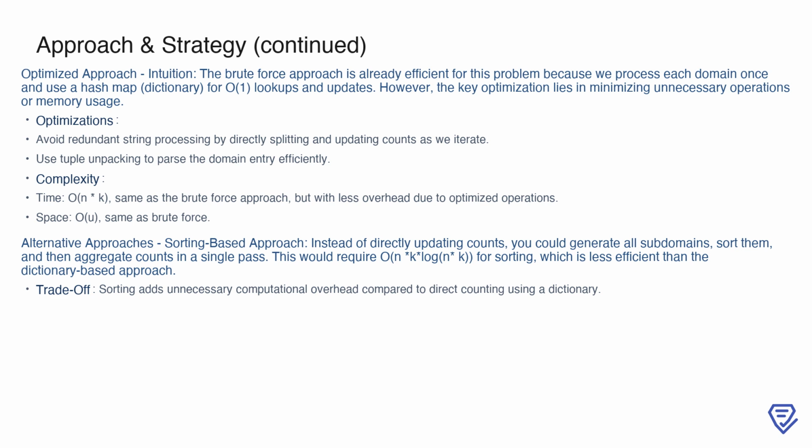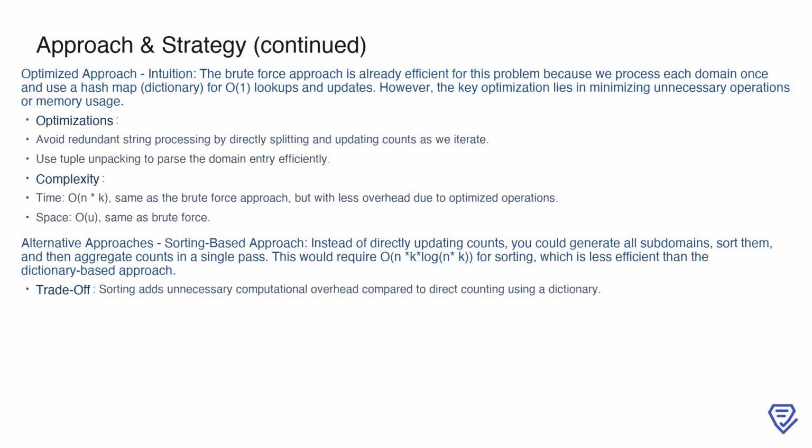The optimized approach retains the same time complexity of n*k, but it minimizes overhead by streamlining operations. For example, instead of performing redundant string processing, we can update the counts for subdomains directly as we split the domain. Additionally, tuple unpacking can make parsing each entry more efficient. While this doesn't reduce the overall complexity, it does make the implementation faster and cleaner.